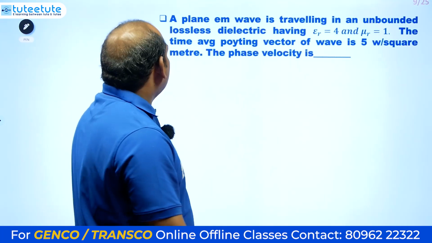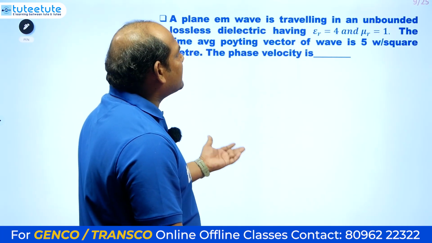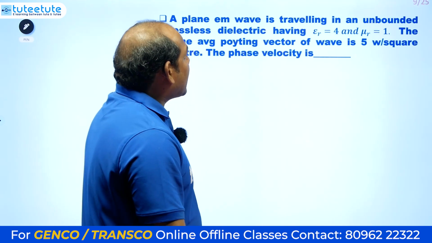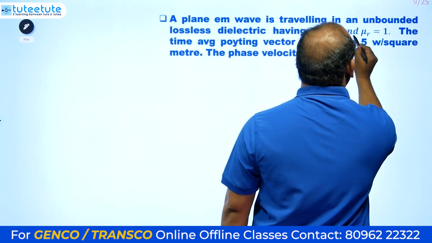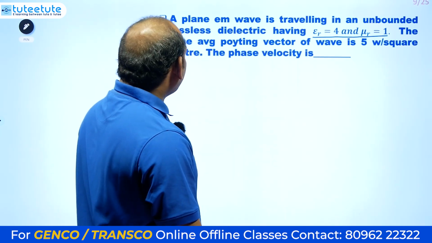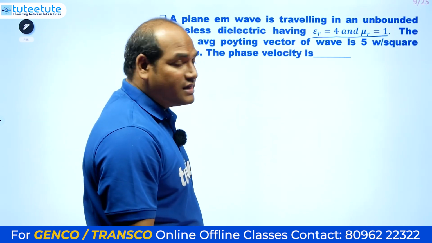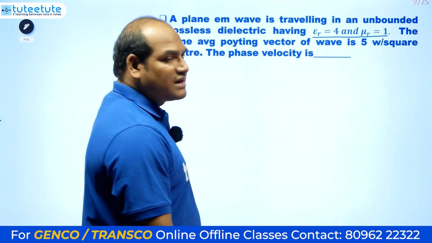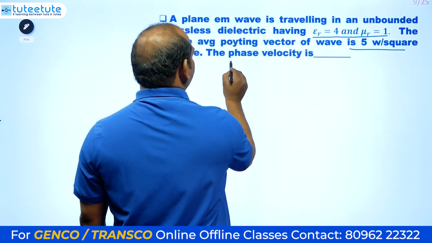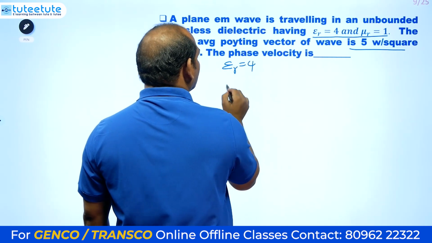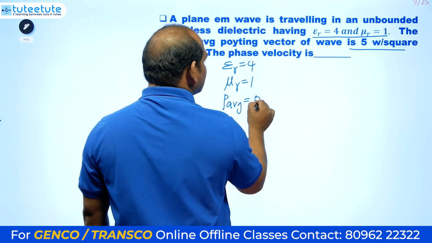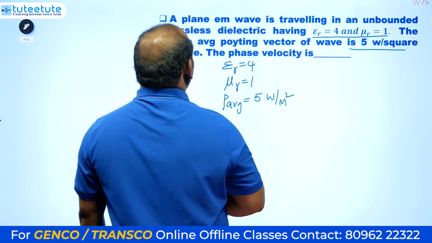The next question is, a plane EM wave is traveling in an unbounded lossless dielectric having epsilon r equal to 4 and mu r equal to 1. Relative permittivity and relative permeability are given. The time average Poynting vector of the wave is 5 watts per square meter. Here they have given the power density also. So I am writing here epsilon r equal to 4, mu r equal to 1, and power density 5 watts per meter square, and we need to calculate the phase velocity.